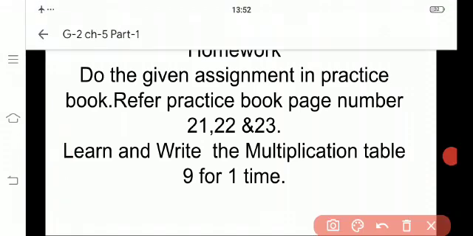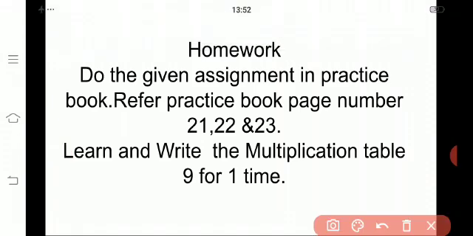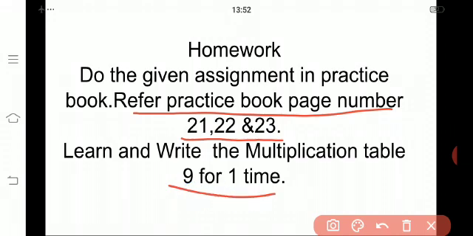Now we are in the homework part. Do the given assignment in the practice book. Refer to practice book page numbers 21, 22 and 23. And also one more homework: learn and write the multiplication table of 9 one time.